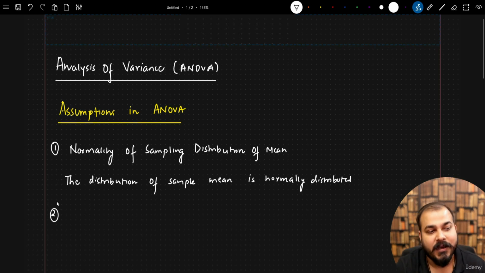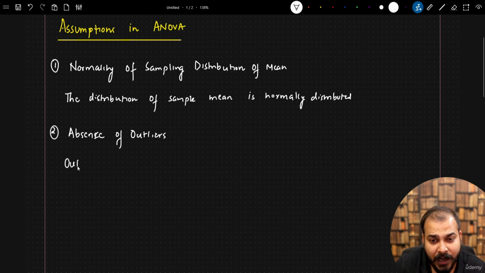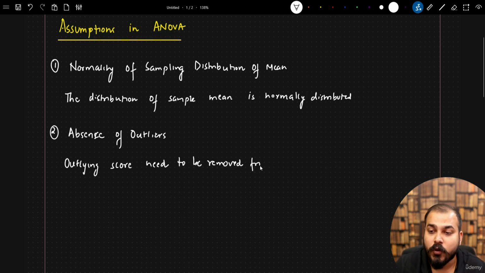Coming to the second point. Absence of outliers. This is also a super important topic. Now, the outlying score, even though you have outliers in a data set, needs to be removed. So outlying scores need to be removed from the data set. Even though you have an outlier, you have to remove the outliers from the data set, and it can be done through multiple techniques like box plot, interquartile range. Many more things are there. In future engineering, we'll be discussing that.